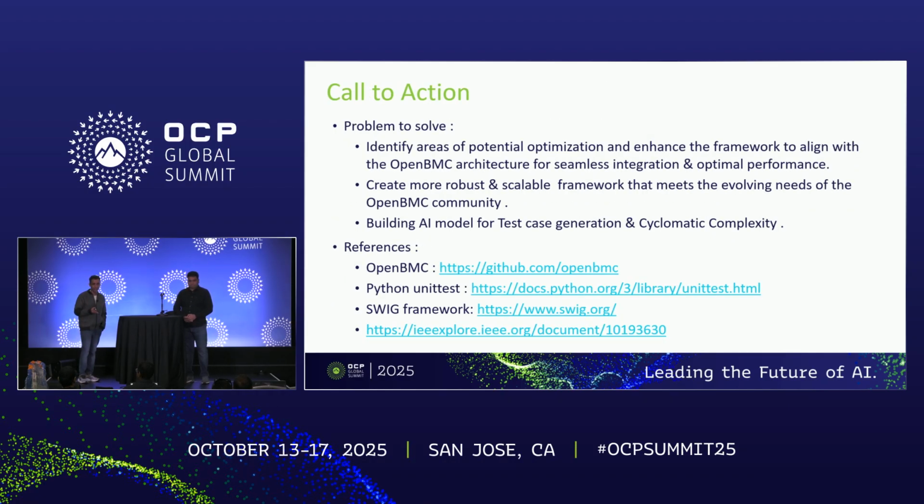So now the call to action is, as Manish said, we did a feasibility study for sensors using the DBus Sensors repo for OpenBMC, and further we want to cover other repositories on the OpenBMC side, and also have a framework which is robust enough to address all these challenges. And also, as I discussed before, the AI part feasibility which we are working on to improve the code coverage. We are also looking for collaboration in terms of this particular framework.